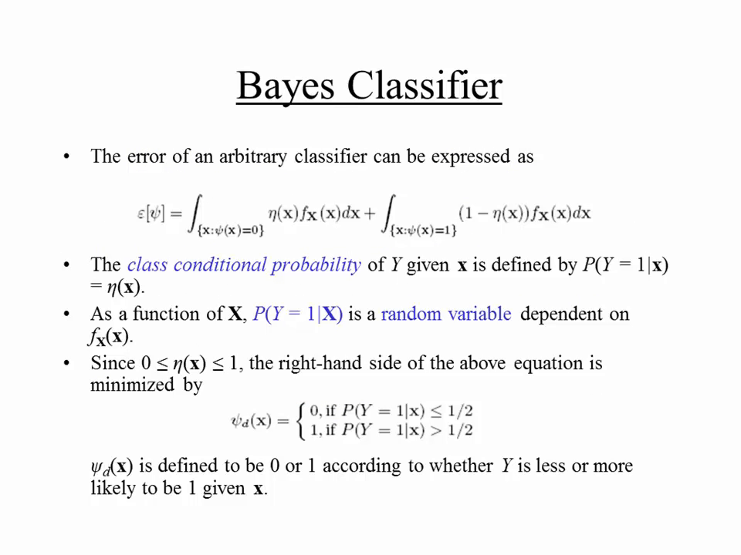Now if you're looking at an arbitrary classifier psi, remember the classifier is a designed function on d-dimensional feature space. If you want to compute the error of that classifier, it is going to be made up of two parts. Here you have eta of x multiplied by f of x. What is this quantity? Again, eta of x, we said, is the probability of y equal to 1 conditioned on x. If you multiply that by the probability of x, what do you get?